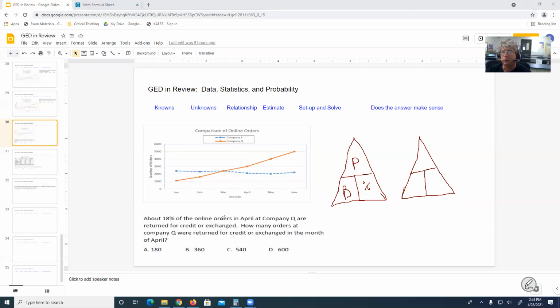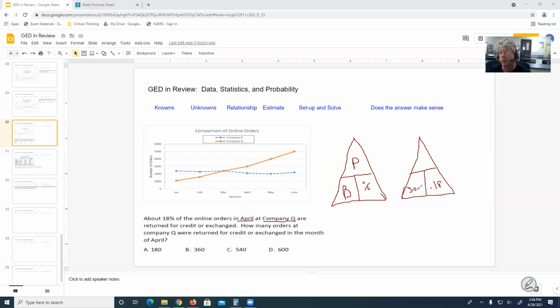So 18% of the orders in April, so we know the 18% is going to go here. And it's talking about April, so it looks like we have to use this graph. And we're also talking about company Q. Company Q again is this orange one. And in April, it looks like we're at this spot here. So we have 3,000 online orders. And again, that's not what's returned. That's how many actual orders were done. So that's the base amount, or all the orders. So 3,000 would go here.